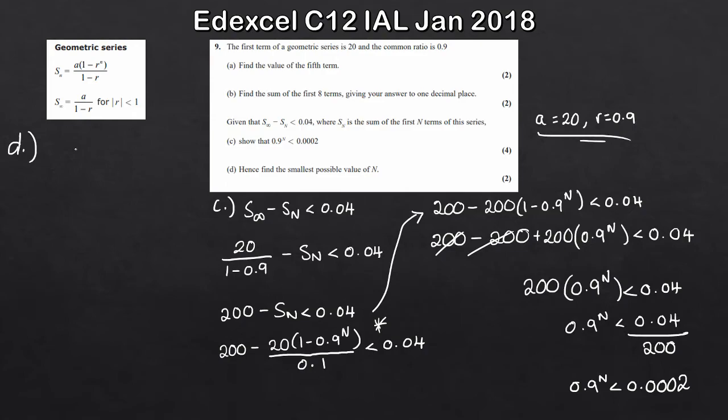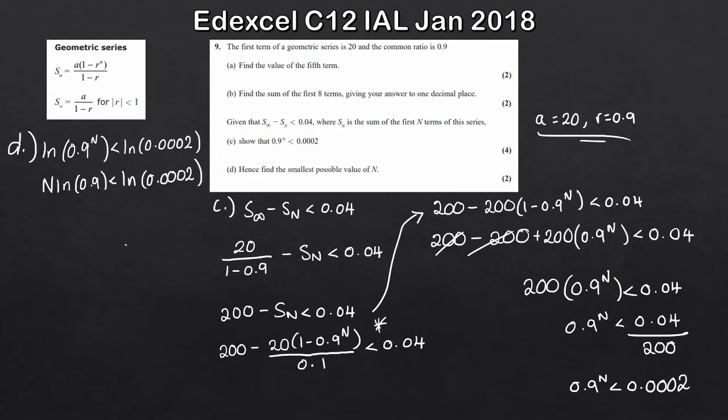So if I take logs of both sides here, I'm going to take the natural logarithm, so that's ln of 0.9 to the n being less than ln of 0.0002. Then at this stage here, we're going to use the power rule to bring that n down. So that's going to be n lots of ln 0.9. And the same over on this right hand side. Can't do anything with that here.